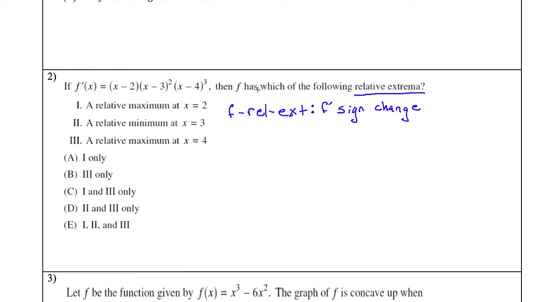So I need to find f prime. Oh, they did it for us. How nice. And I need to find a sign change. A sign change will happen wherever I have an odd power. This is a power of 1, power of 1, power of 2, power of 3. A sign change happens at that critical value and at that critical value. So it happens at 2 and 4. It's that easy. You could do it the long way if you wanted, but I'm going to do it the shortcut way because it's so easy. So it should be at positive 2, positive 4, so 1 and 3 only. Correct answer is C.